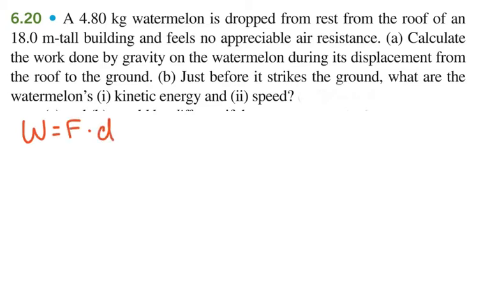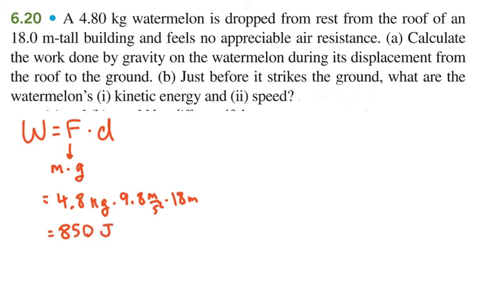So that force can further be broken down into mass times acceleration, which in this case is gravitational acceleration. So here we have a 4.8 kilogram object, right? And we're going to multiply it by 9.8 meters per second squared. And that will be multiplied by the distance of 18 meters. This gets us a work of 850 joules. So that is the work done by gravity on this watermelon as it falls.